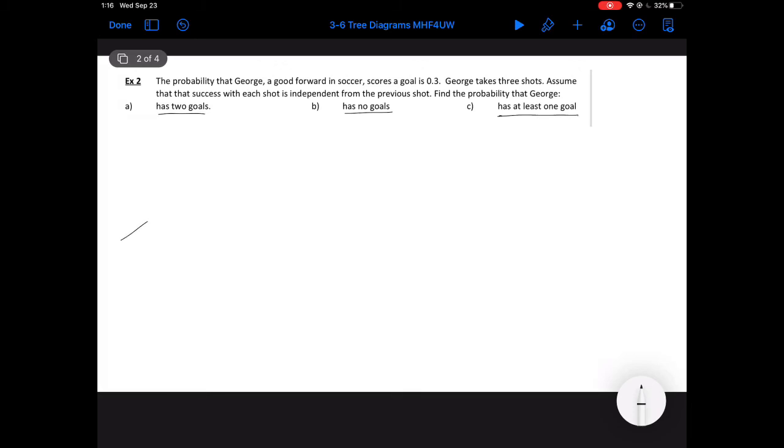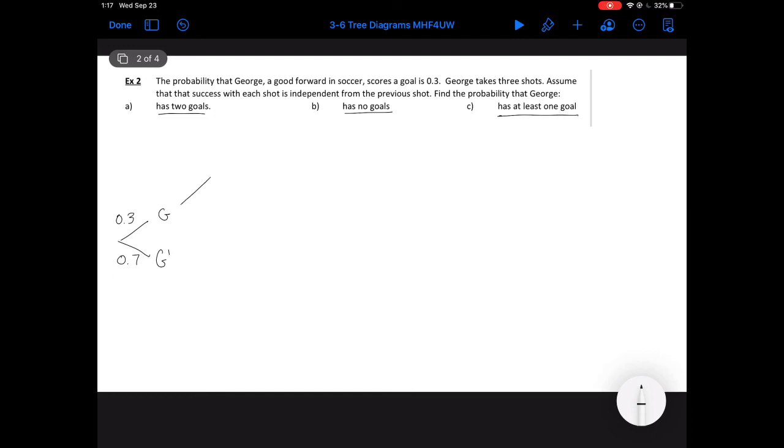So let's set up our tree diagram here so we can visualize the event. So our two options is that we have a goal or not a goal, G prime. Our probability that George gets a goal is 0.3, which leaves the other branch to be 0.7. Those two branches have to add up to 1.